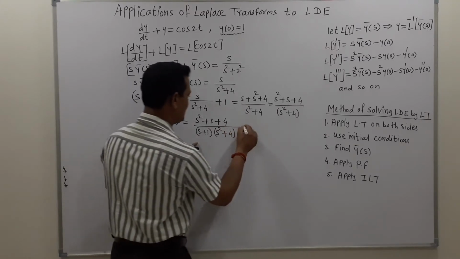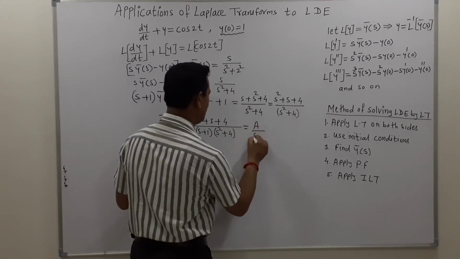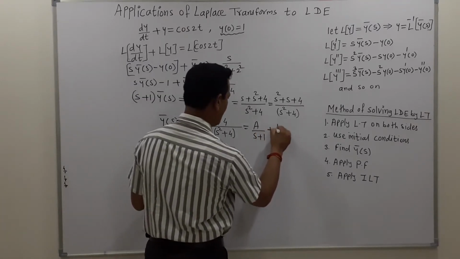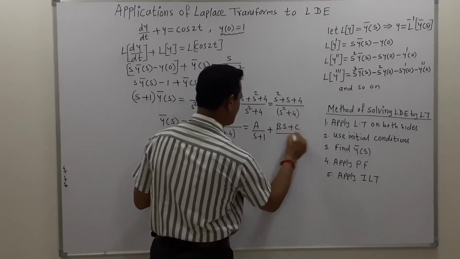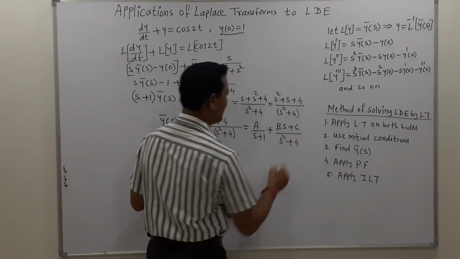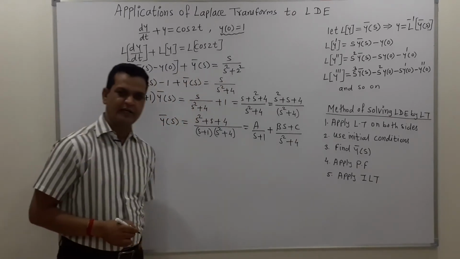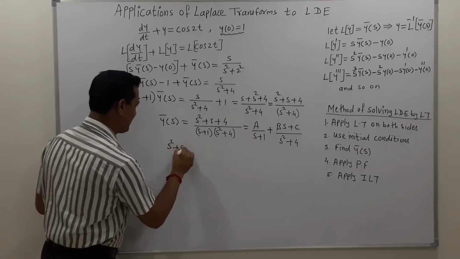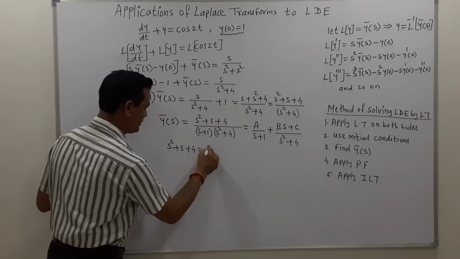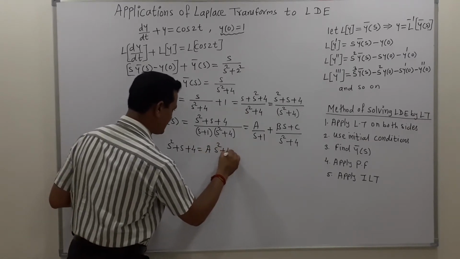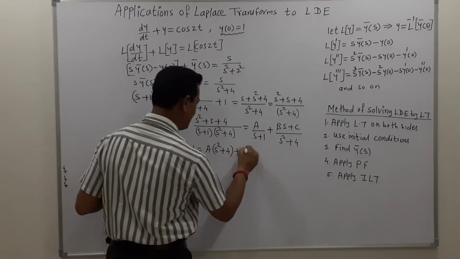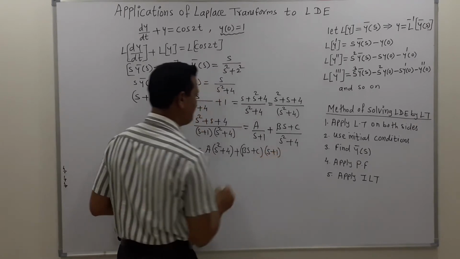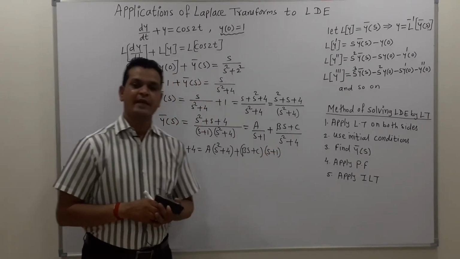So we know that these factors are linear. The first factor is linear, so a upon s plus 1. The second factor is quadratic, so we can write this as bs plus c divided by s square plus 4. Now apply the partial fraction concept. We get s square plus s plus 4 is equal to a into (s square plus 4), and similarly (bs plus c) into (s plus 1). Now our aim is to find the values of the constants a, b and c.